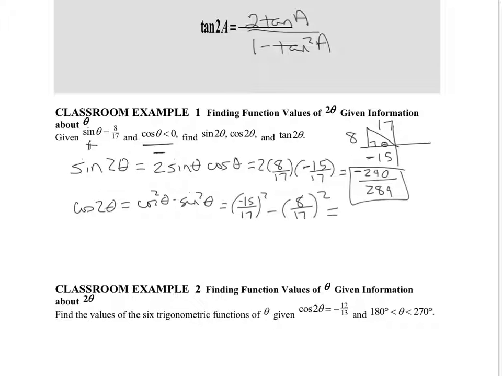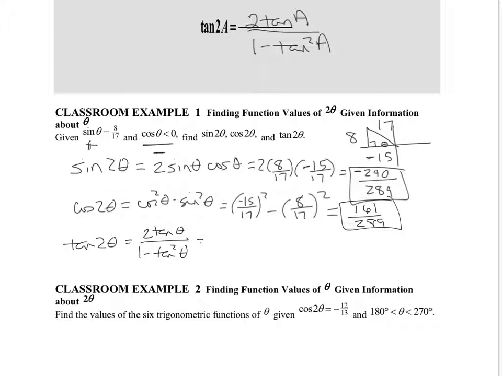What did you get when you did this subtraction? 161. Excellent. It turned out to be a positive value, didn't it? A positive 161 over 289. And now let's see what happens if we take the tangent of 2 times angle theta. We only have one formula to use, so we don't have an option here. It's going to be 2 times the tangent of theta divided by 1 minus tangent squared of theta.